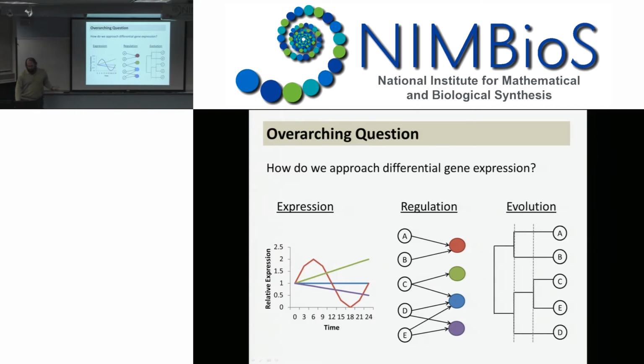And finally, although I won't get into this much today, there's the evolutionary question. For our regulators in particular, we know they tend to be duplicated a lot. So how did the family of regulators we have arise? What was kept? What was not kept? What tends to be the properties of these regulators, which then go on to create this wide spectrum of expression? So this is ideally how we would like to approach the problem.